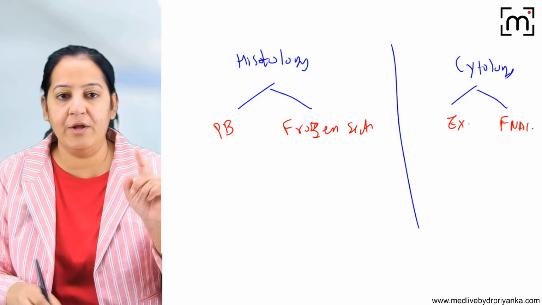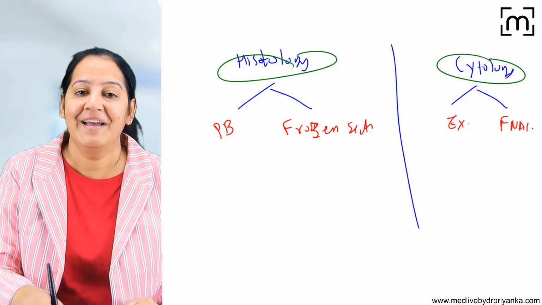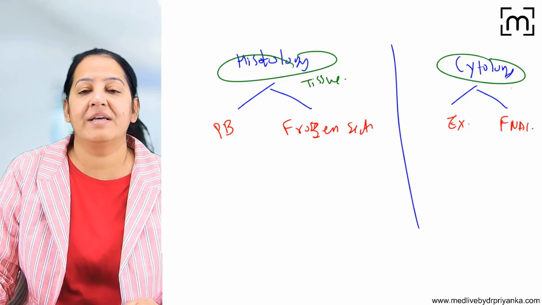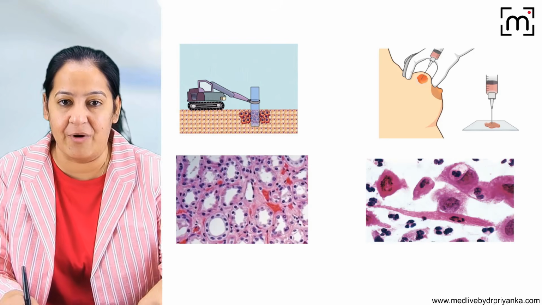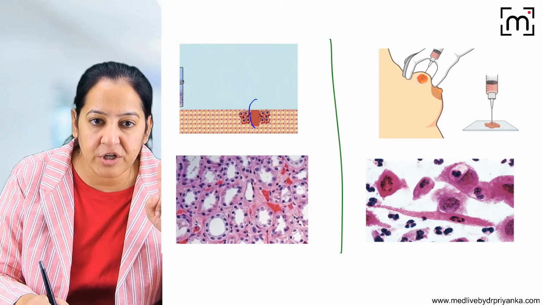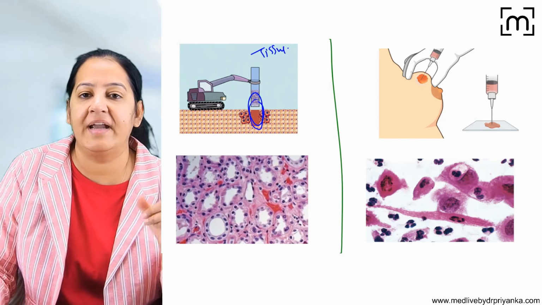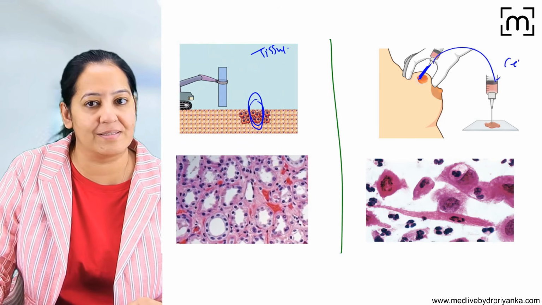So I want to tell you which is better. You tell me which one is better. Histology is better or cytology? In histology, we are doing the examination of tissue. In cytology, we do the examination of cells. See, here we are taking out tissue. It is the study of tissue. We are taking tissue out. And here we are taking cells out. By doing the aspiration, we are just taking out the cells, not the tissue.